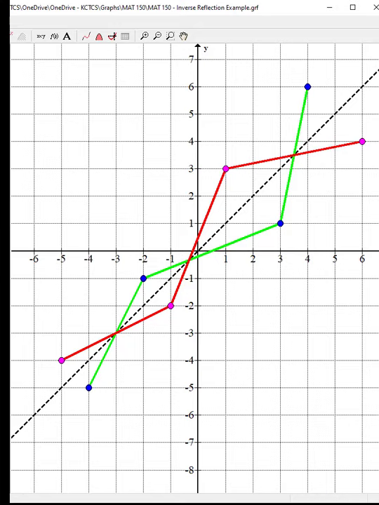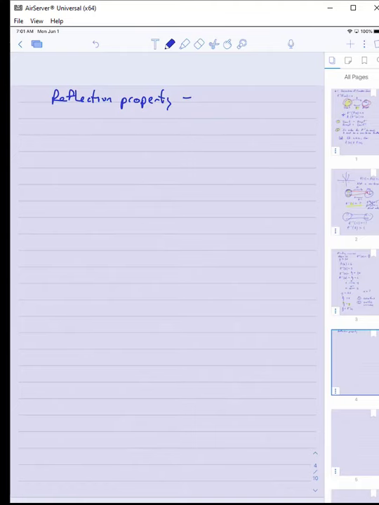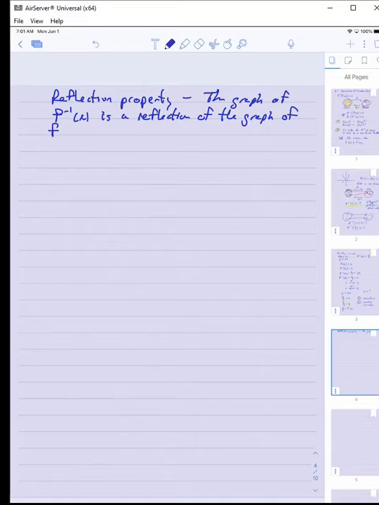And so the principle we're reminded of here from college algebra is that the graph of the inverse function is always a reflection of the graph of f of x about the line y equals x.